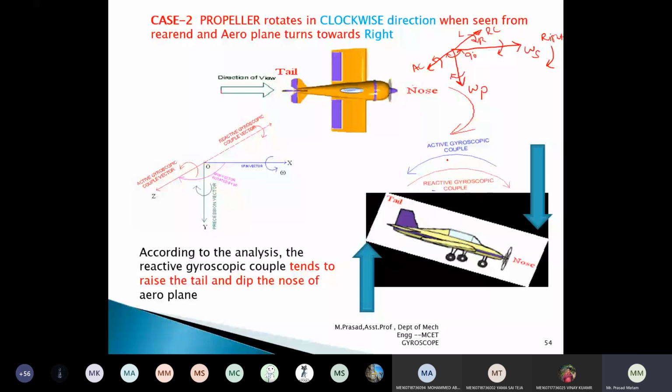So how is the reactive couple moving? This is the left side and this is the right side. How is the active couple moving? It moves from the right side and points towards the left side. What is the effect we are getting here? Can anyone answer? In the diagram you can see. What is the gyroscopic effect? It tries to dip the nose and lift the tail. I'm writing here, effect.